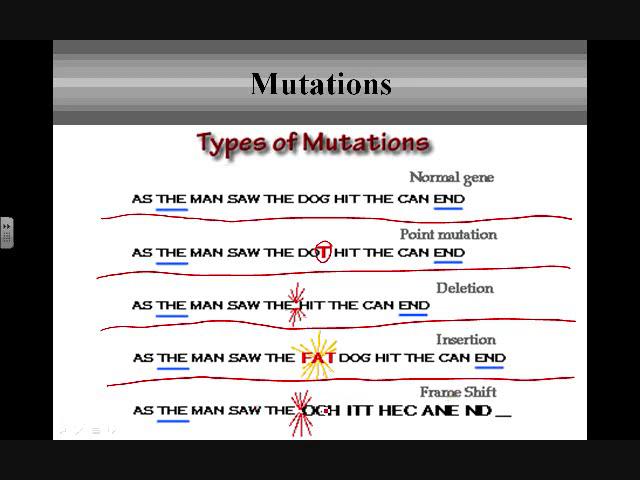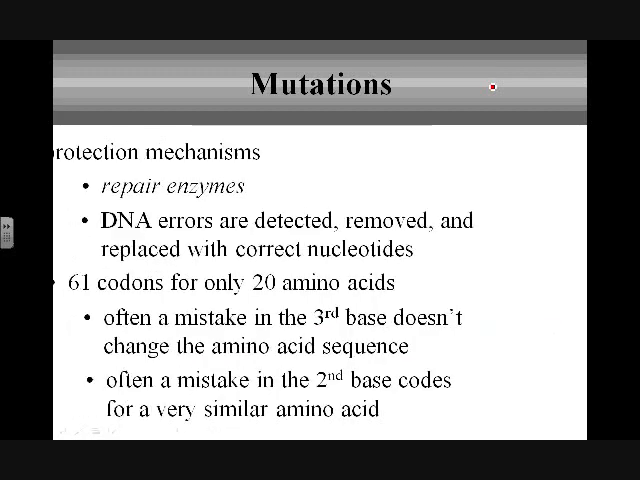And then a frame shift: as the man saw the, oh, we have a deletion. Do you see this? There's a deletion right here, and as a result of the deletion, there's a whole shift that occurs. Right? Our triplets, because only the D is deleted, everything shifts over one. So: as the man saw the og, it, heck, ain, nd. And then you're kind of left with a missing space. So this is just an interesting way to look at how these mutations can alter the information that you find.